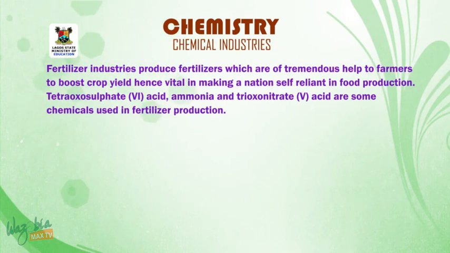Fertilizer industries produce fertilizers which are of tremendous help to farmers to boost crop yield, hence vital in making a nation self-reliant in food production. Tetraoxosulfate(VI) acid, ammonia, and trioxonitrate(V) acid are some chemicals used in fertilizer production.